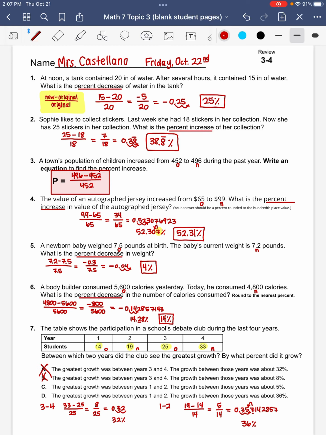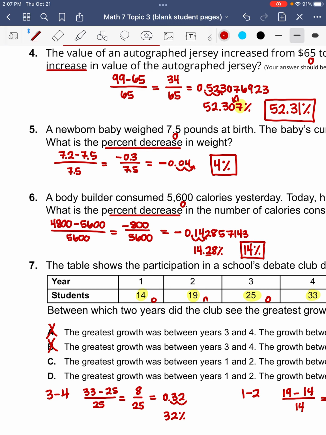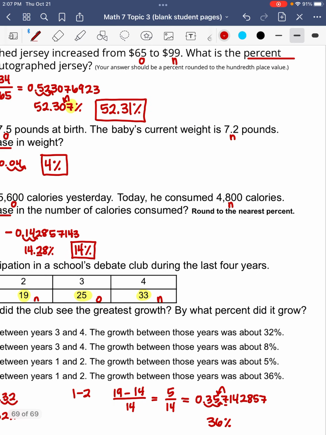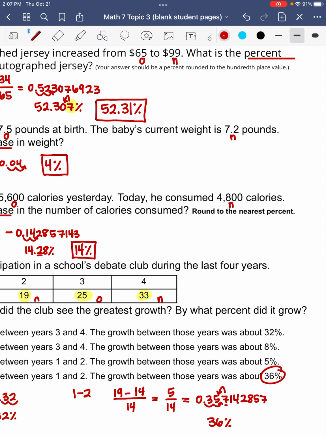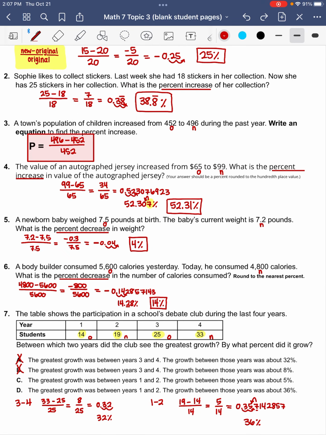So the greatest growth did not happen between years 3 and 4. I know that the greatest growth happened between years 1 and 2, and that growth was 36%. So D is my answer. The correct answer is D. So I'm going to box that in.